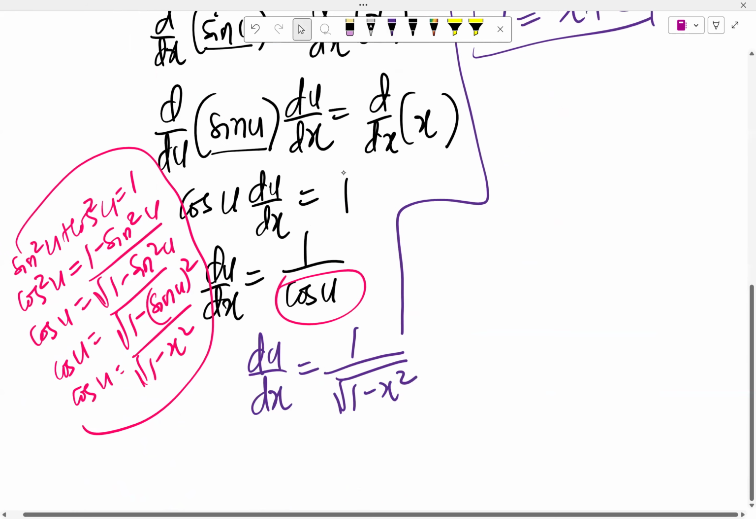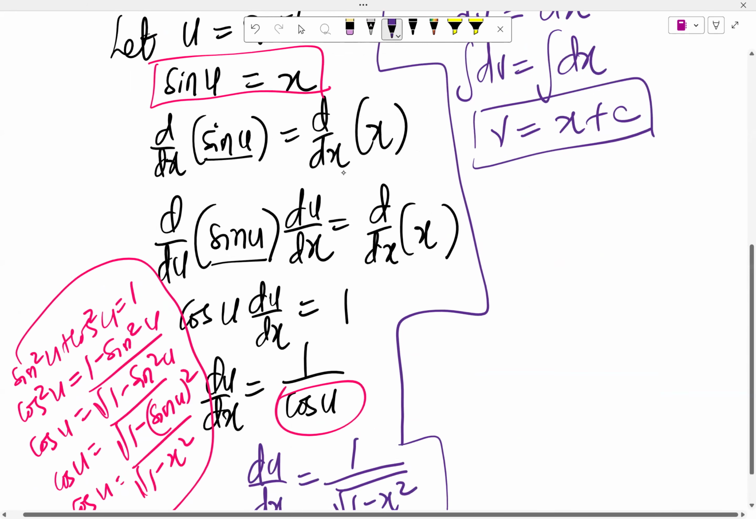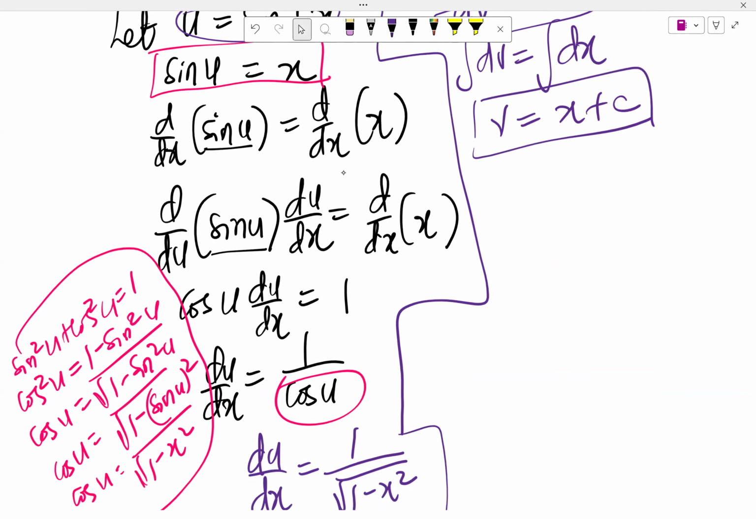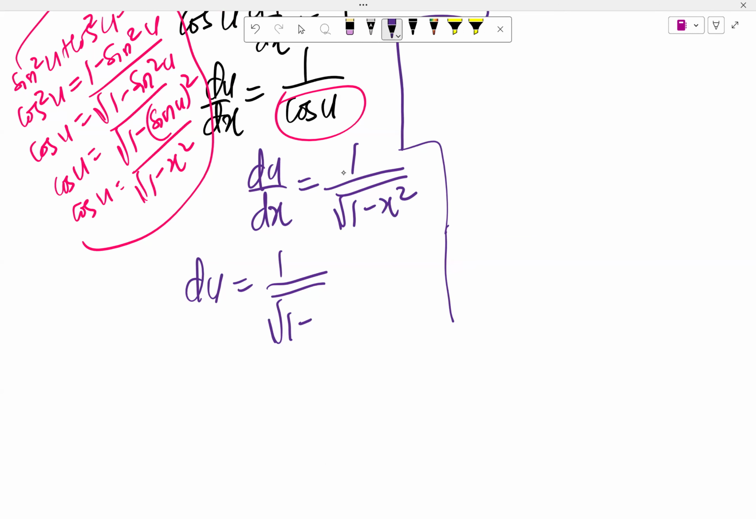So now you have u, which is this, you have dv, which is dx, and you have v, and then you also have du dx. Of course, what you need is actually du. So du is actually 1 over the square root of 1 minus x squared, okay? So that's the end of an era, right?